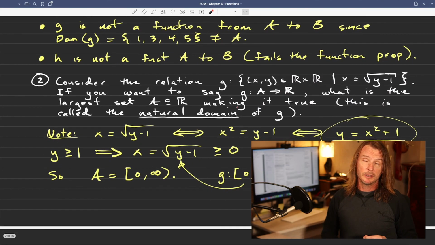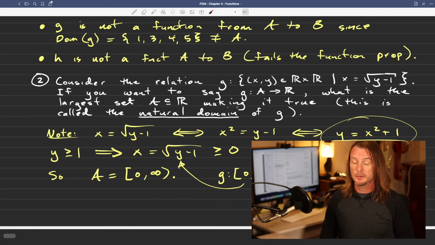As important as talking about how to prove things are functions, we also need to watch out for how we know when something is not a function. So we went through some proofs of things either being functions or not functions. These proofs are important.